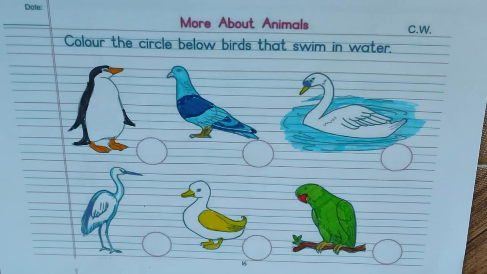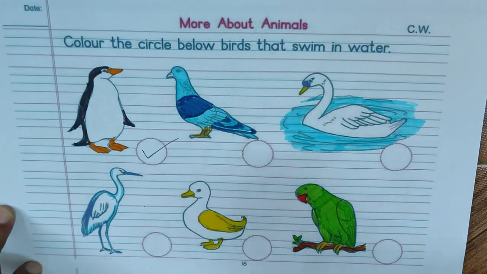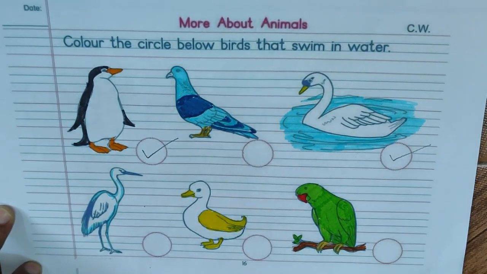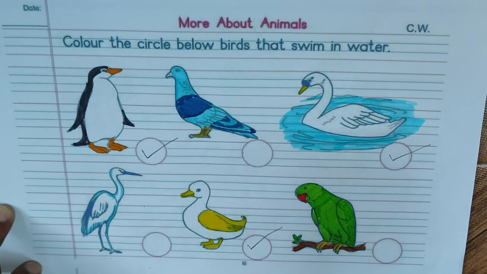Next is, color the circle below birds that swim in water. So we are going to put a check against those birds which can swim. Remember, those birds which can swim, meaning birds which can swim in water or across water bodies. Penguin can swim across a water body. Pigeon cannot swim in water. Swan can swim in water. Crane cannot swim in water. But duck definitely can. And parrot cannot.